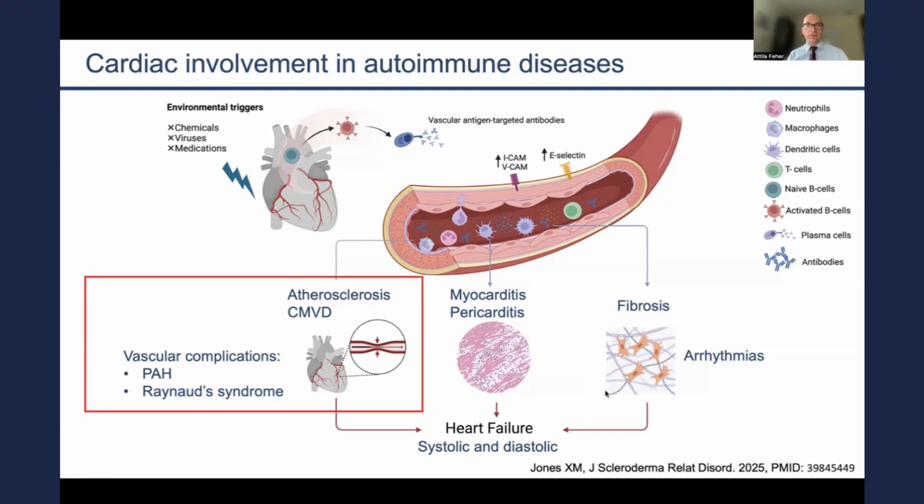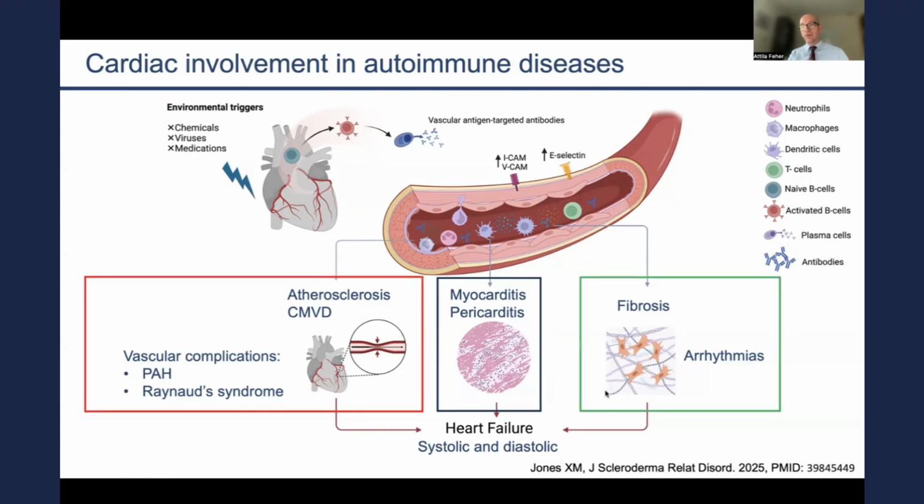So, cardiovascular autoimmune diseases are associated with increased risk of atherosclerosis, coronary microvascular disease, and also among vascular complications, pulmonary artery hypertension, Raynaud's syndrome. The myocardium can be affected, so it can be associated with myocarditis, pericarditis, and it can be associated with fibrosis and arrhythmias. And all of these can lead to heart failure, which can be systolic or diastolic heart failure. So the entire heart can be affected by autoimmune disease.